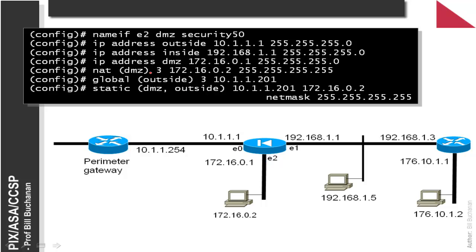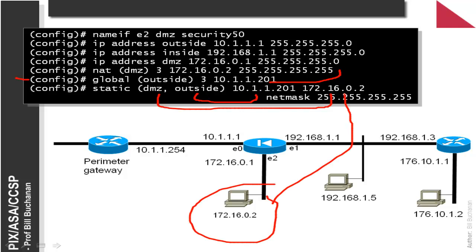Another example here shows us that we can set up one to be from NAT. In this case here is the mapping, and then we can also set up a static mapping so that this node here is seen from outside with this address.